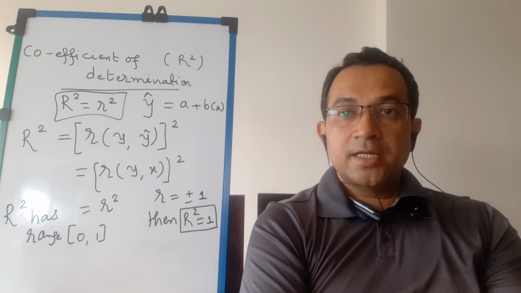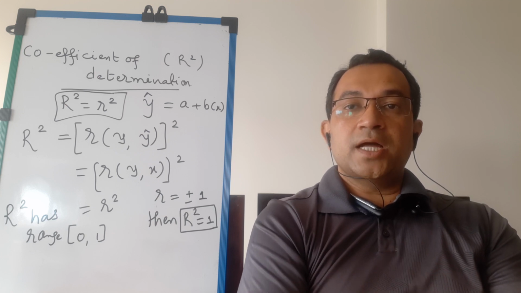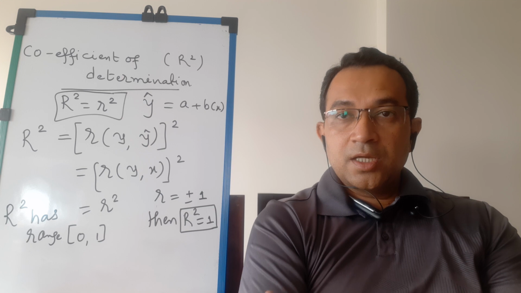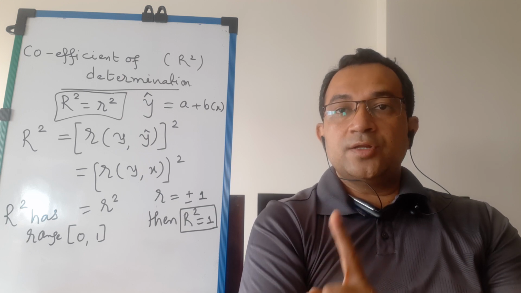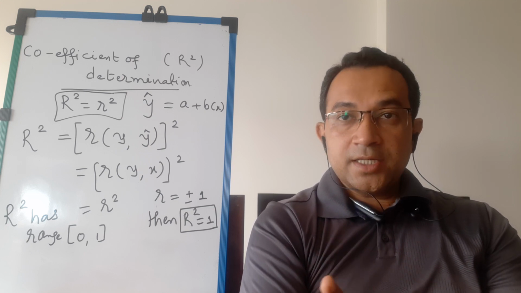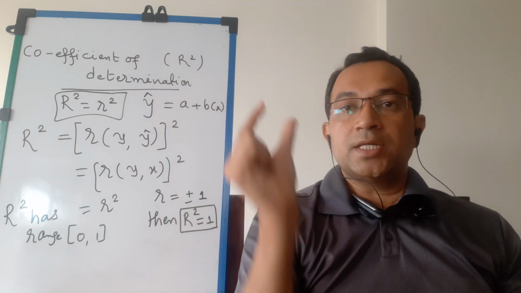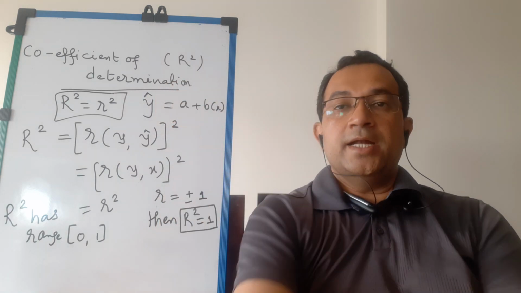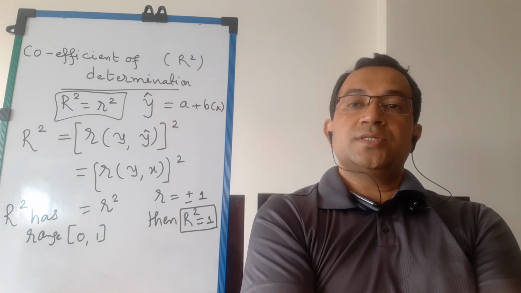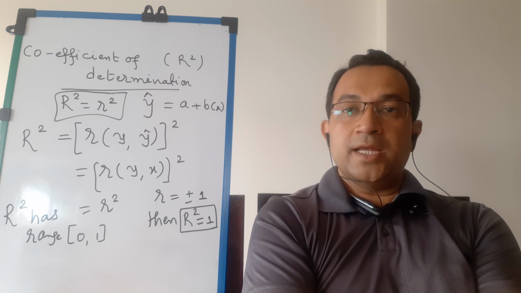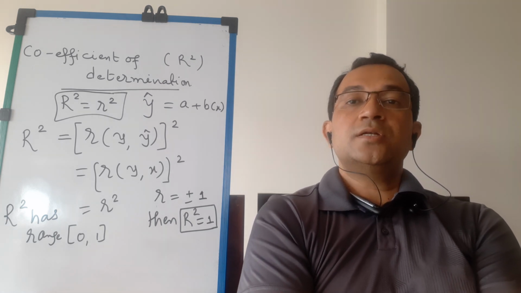On the other hand, if the value of capital R square is close to 1, assumption of linearity of regression valid, it means this regression line is valid, and hence, students, the estimates which are obtained from regression line are 100% valid.